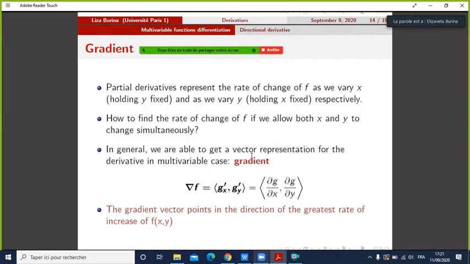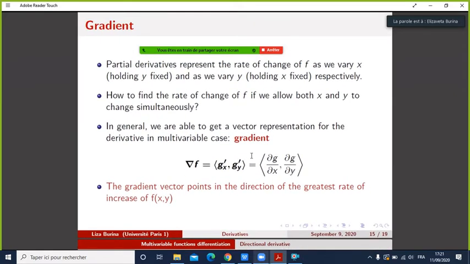Well, we have some nice idea of a directional derivative. And before we get to that nice idea, we should get acquainted with the notion of gradient. So, how to find the rate of change of f if we allow both x and y to change simultaneously, and they will change in whichever direction.